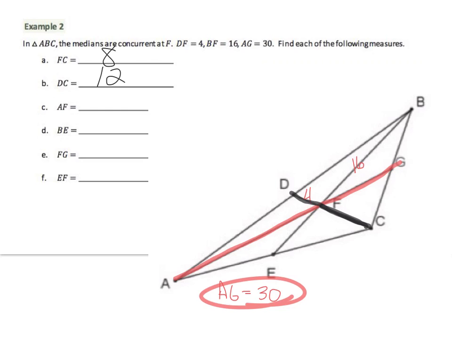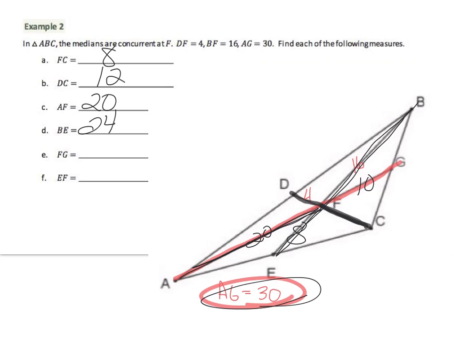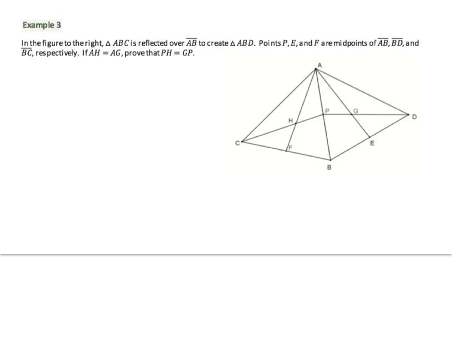AF. AF is right here. So if this is 30, we're going to have 10 and 20. So AF will be 20. BE is the whole length. So if that is 16, that is 8, and our total is 24. FG, right here, we already labeled it as 10. And EF, we already labeled it as 8. Good job.